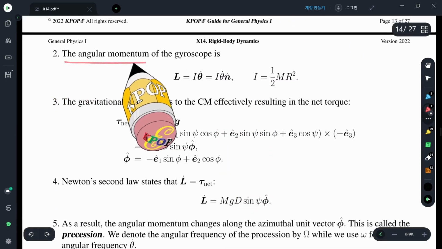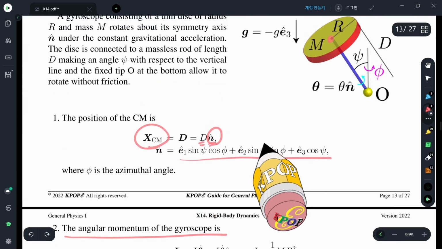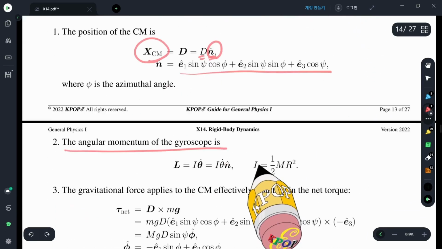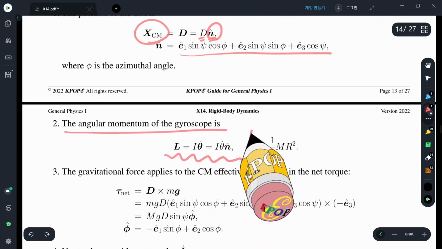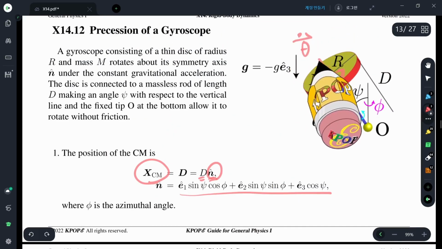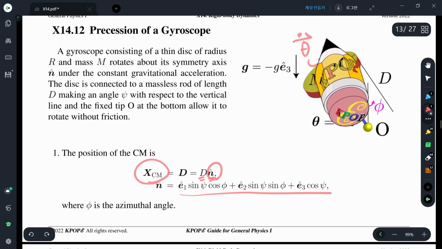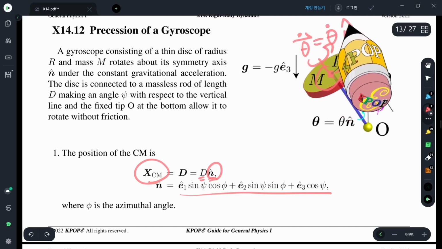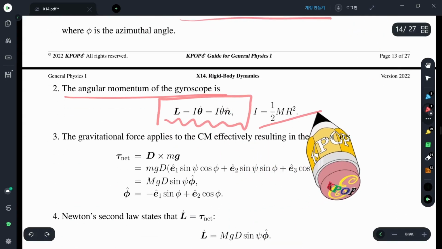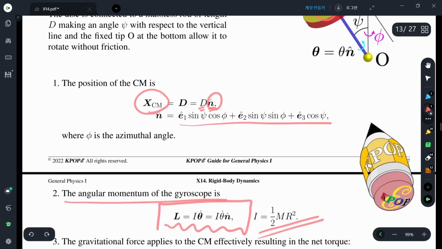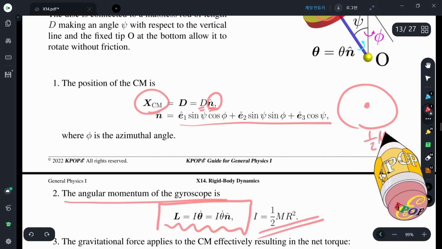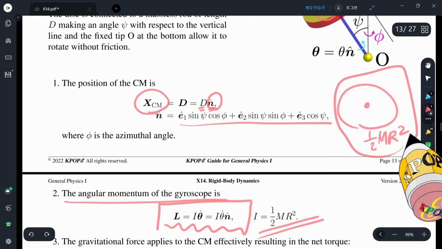The angular momentum of the gyroscope is approximately, because it is spinning very rapidly about its symmetry axis, then we can make an approximation that L is about its own axis. Theta dot is rotating about this n hat, and the rotational inertia about that axis. This axis is 1/2 mr squared. We learned previously.